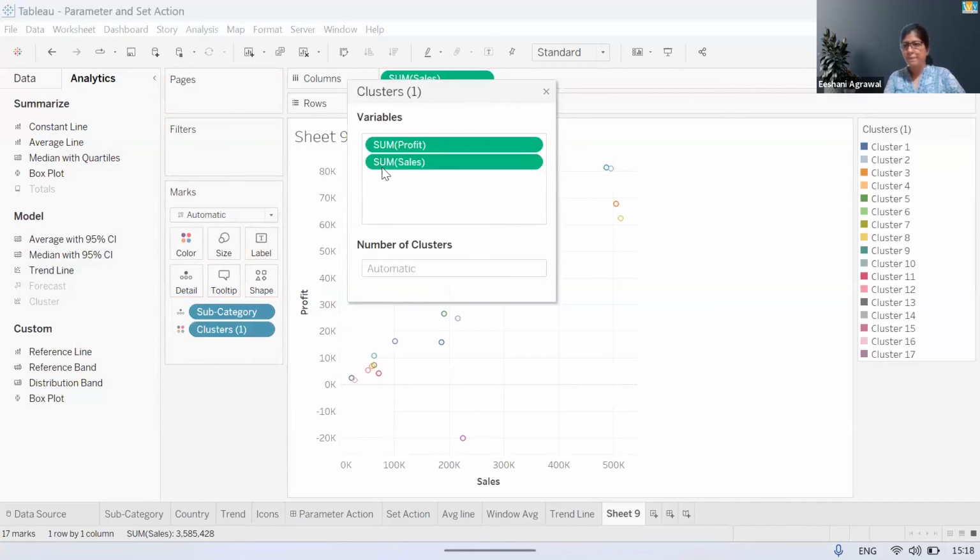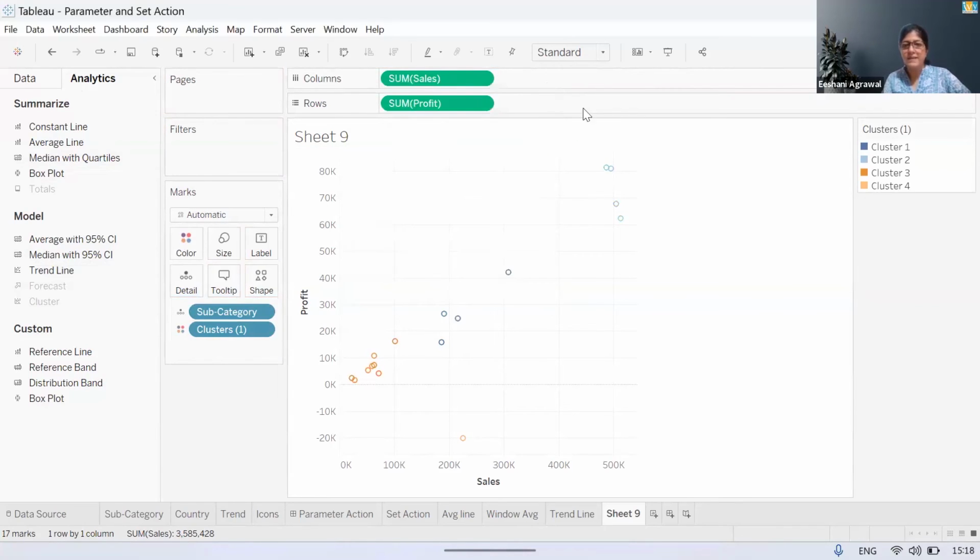Cluster. No, let's say I want 4 clusters, max to max. So now it has created 4 clusters. One is this cluster, cluster 2: high profit, high sales. Cluster 1: medium sales, medium profit. Cluster 3: low sales, low profit. And cluster 4: medium sales and negative profit.